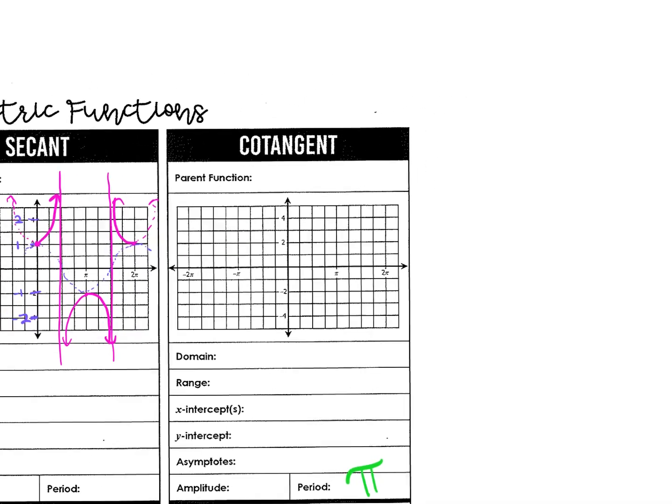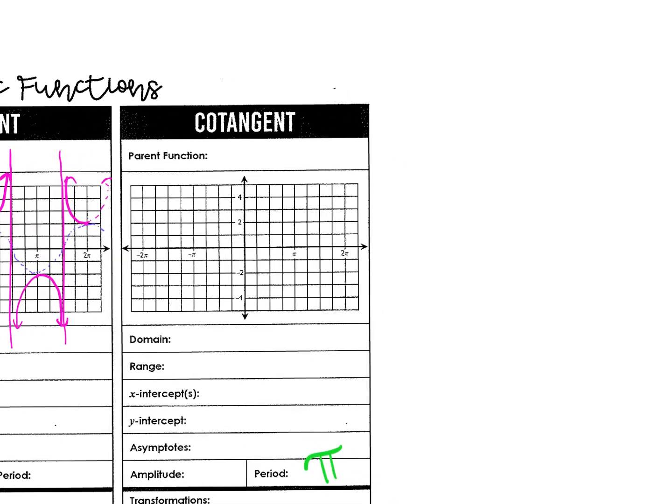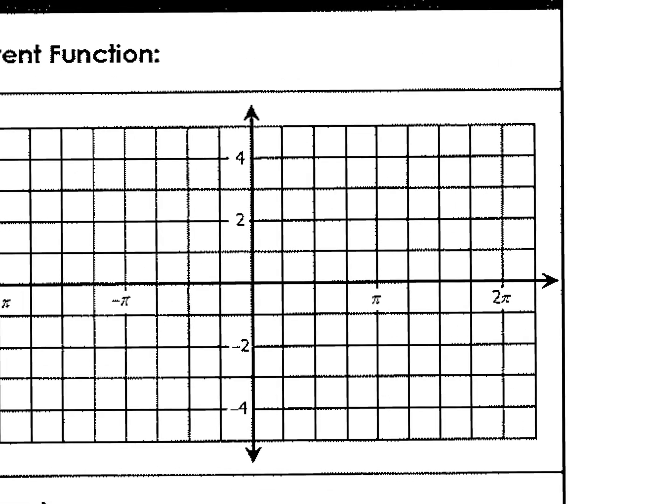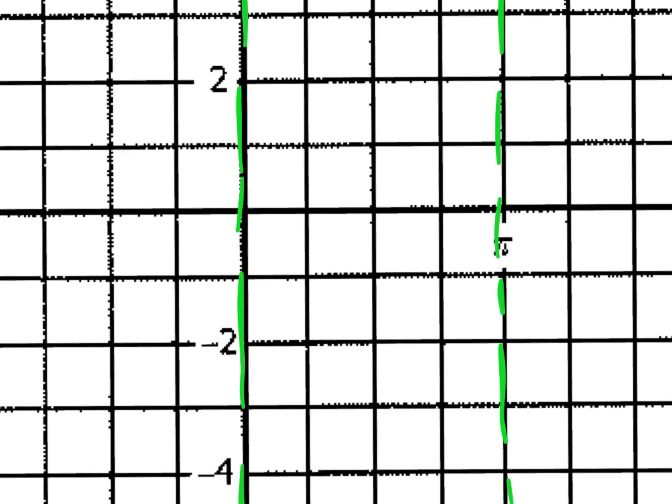So these you just have to get memorized. Your cotangent graph, remember, you're going to go from 0 out to pi. So we have asymptotes at 0 and at pi. I'm going to zoom in here. We've got pi over 4 and pi over 2, and 3 pi over 4 and pi.